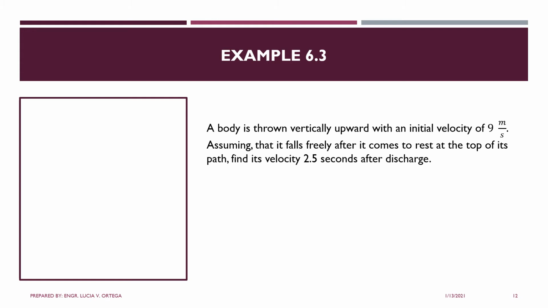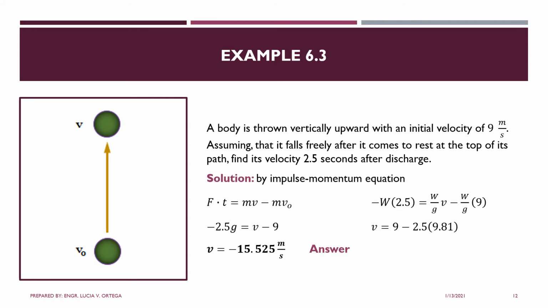Assuming that it falls freely after it comes to rest at the top of its path, find its velocity 2.5 seconds after discharge. So say for example a ball is thrown vertically up, initial velocity v sub o, final velocity that is given 9 meters per second. We don't know the final velocity, but there is a given time, 2.5 seconds after discharge. So we can solve this in two ways.